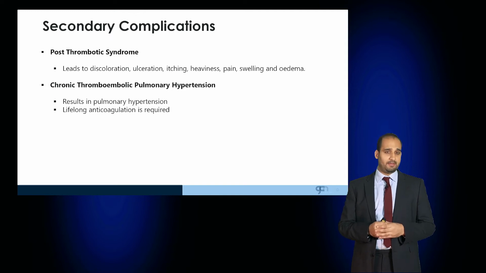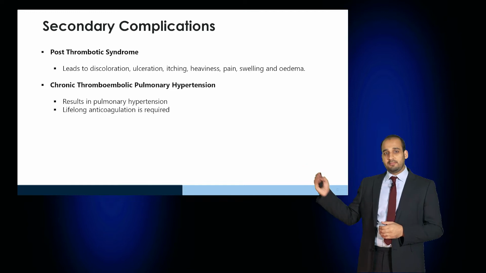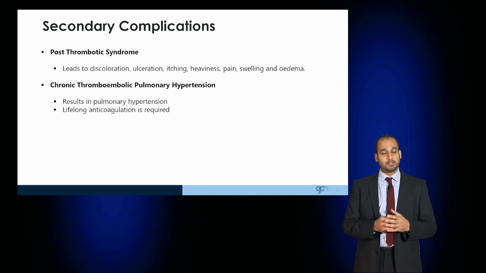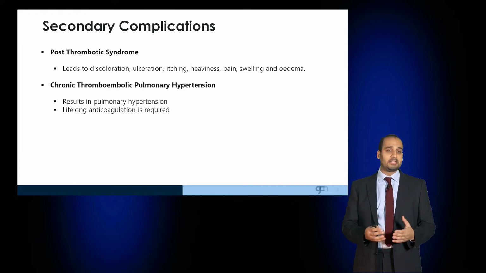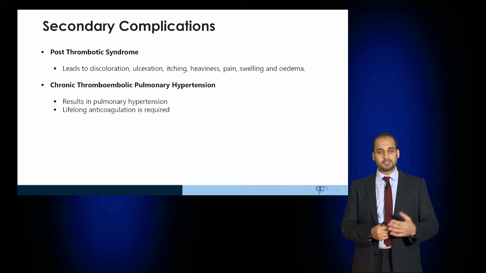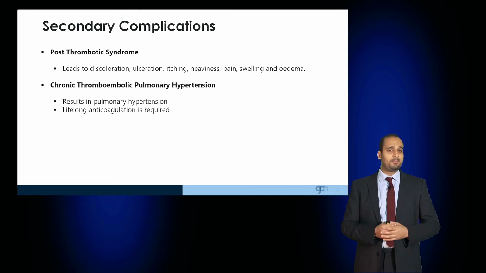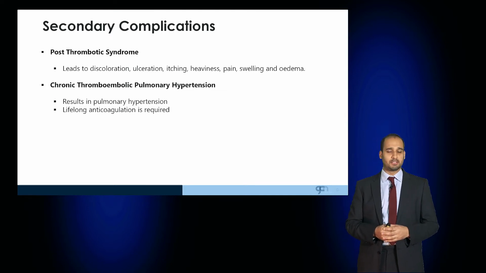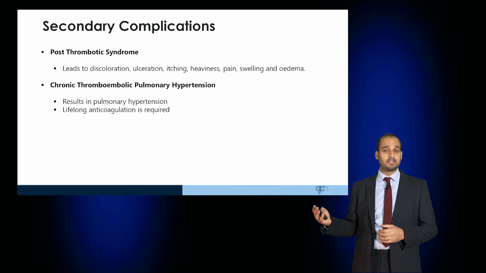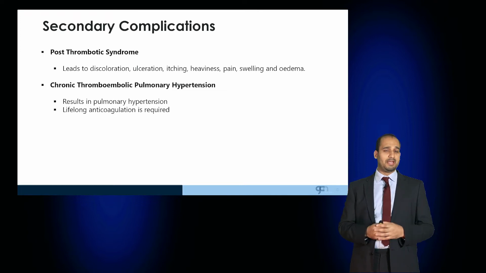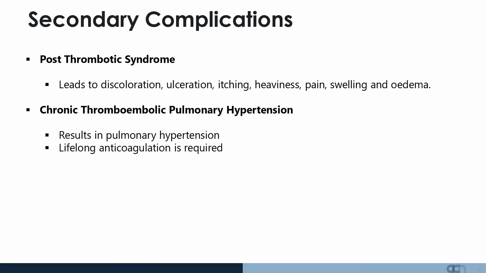These conditions, if left untreated, can cause sequelae. DVTs can lead to post-thrombotic syndrome. This is where the leg, which is already edematous, develops venous eczema and venous changes. The leg discolors and has a brownish discoloration as a result of hemosiderin deposition as well as lipodermatosclerosis. Subsequent ulceration, itchiness, heaviness and pain can develop, which can become unsightly and uncomfortable to the patient.